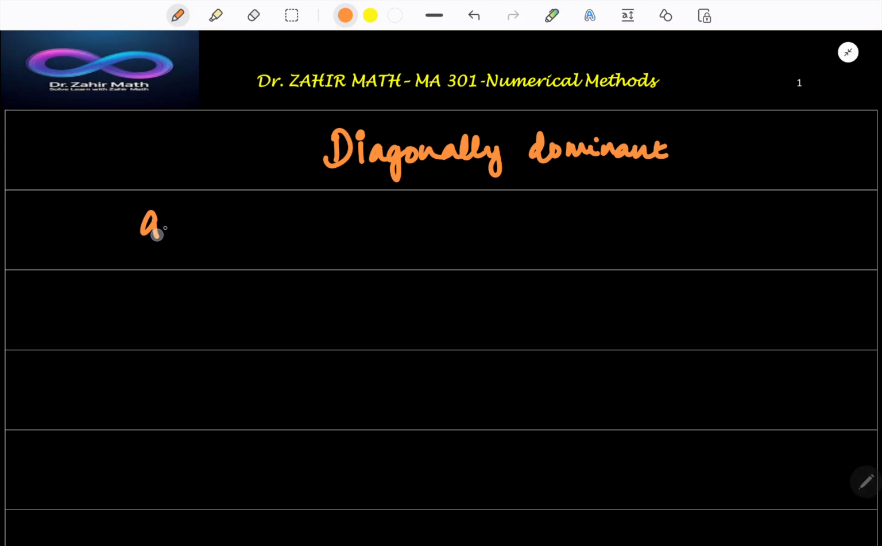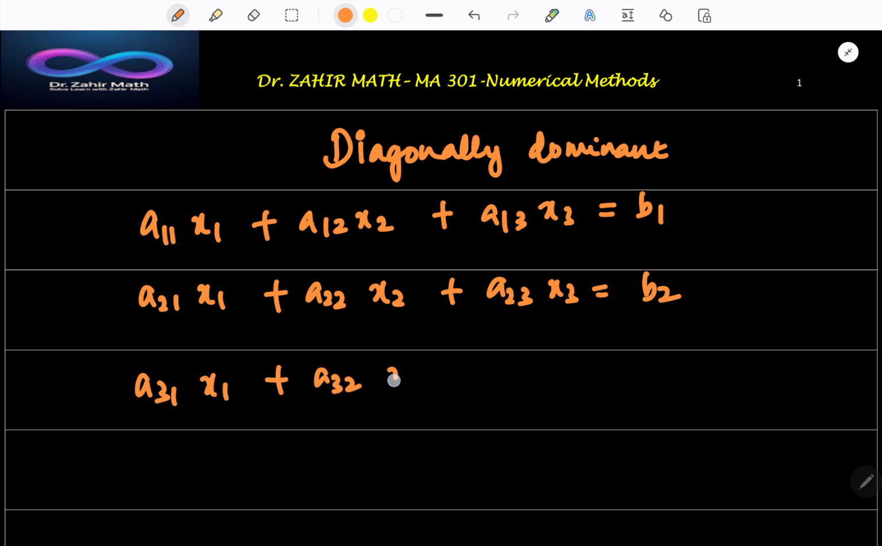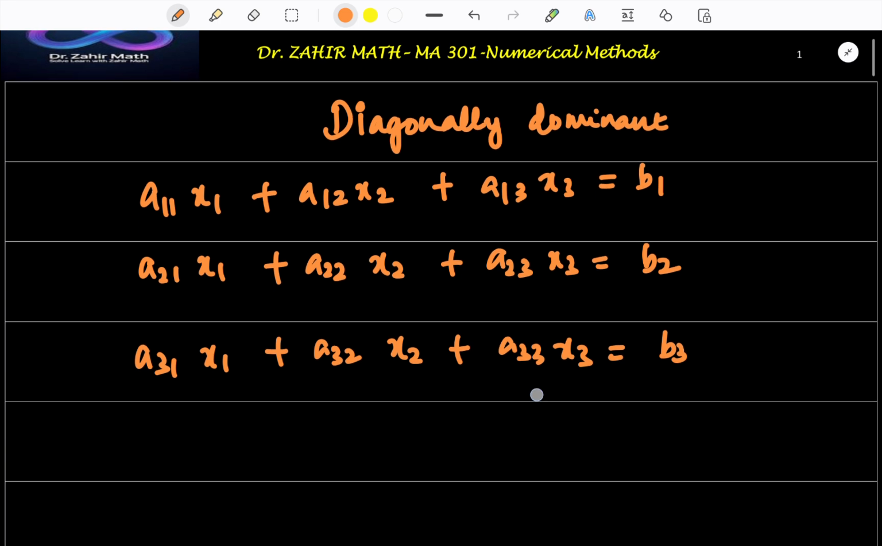Let me take the example: a11x1 plus a12x2 plus a13x3 is equal to some b1, and a21x1 plus a22x2 plus a23x3 is equal to b2, and a31x1 plus a32x2 plus a33x3 is equal to b3. This is a system of equations. Now I want to say this is diagonally dominant.